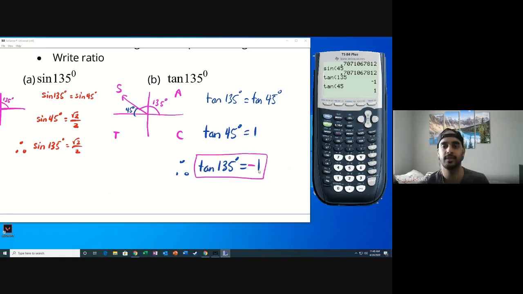Value will always be the same. The sign might be different. Okay, so that tangent 45, it's kind of like it's checking it in that first quadrant, because that's where my 45 really should be as a principal angle. But since it's 135, it's in a different quadrant, so I should be checking that sign also.